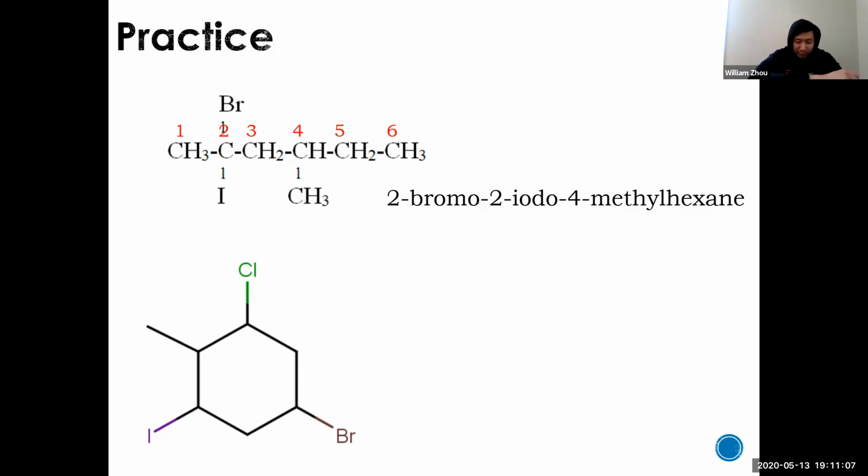Okay, so the one on the bottom, you have a ring. Who is carbon 1? Bromine. Now, is there a reason that you picked bromine? Because you need to start with bromine because it's the beginning of the alphabet, so then it would be 1, 3, 4, 5. Okay, do we have another answer? Anyone come up with something else?